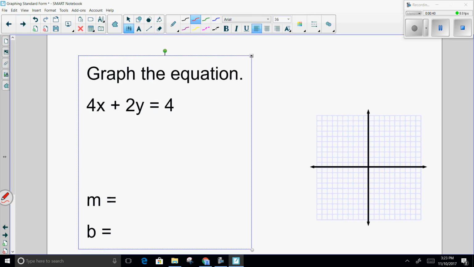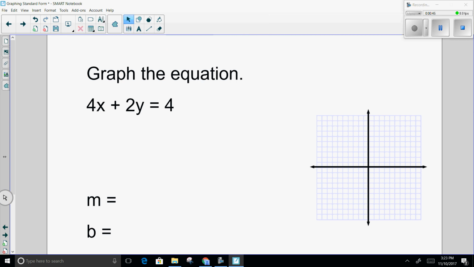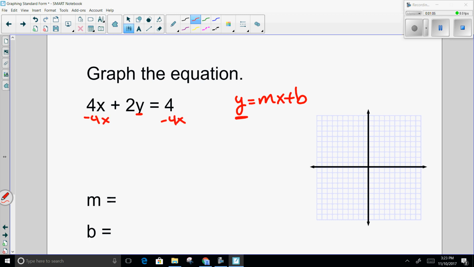So our first example is going to be graph the equation 4x plus 2y equals 4. The first thing that we're going to do is solve and put it in y equals mx plus b. In order to do that, I need to get y by itself. How do I get y by itself? I'm going to move this 4x to the other side, so I subtract 4x from both sides. The 2y is still there, but then I get a negative 4x and a positive 4. Don't forget, I can't combine these together because they are not like terms, so I just have to write out what's going on.